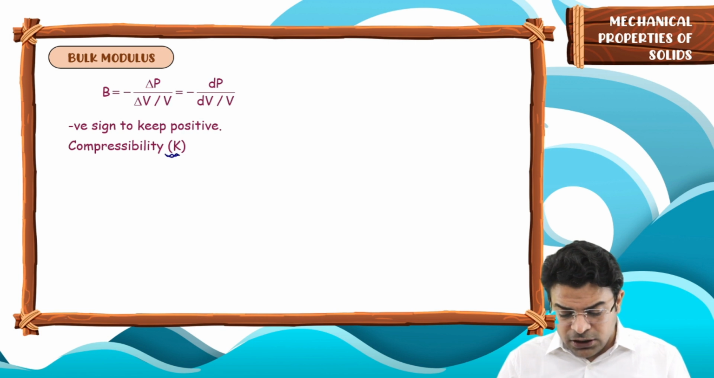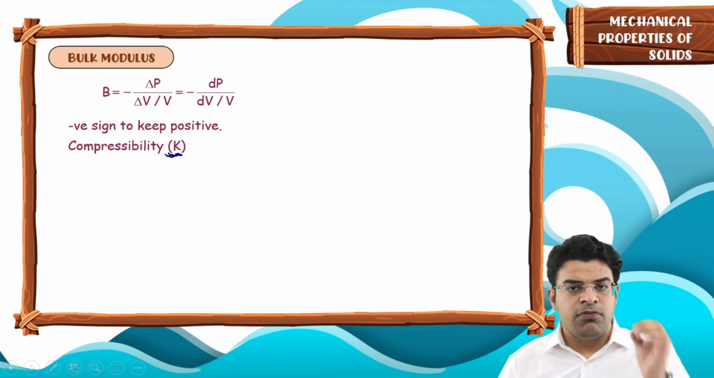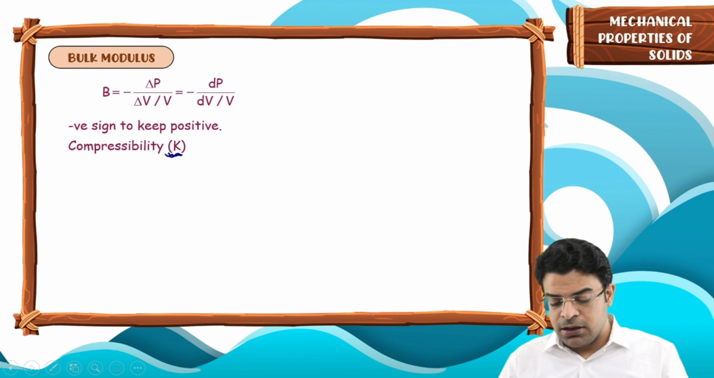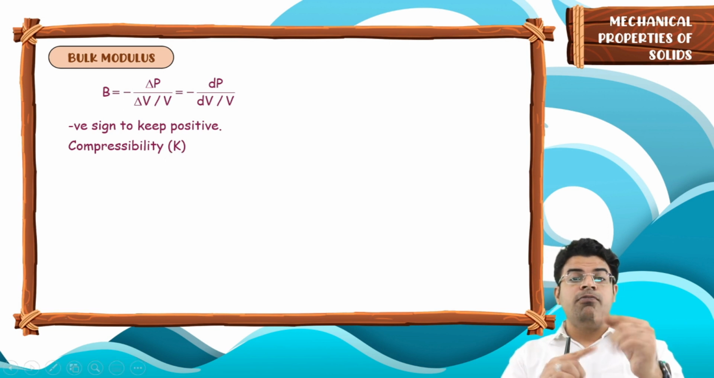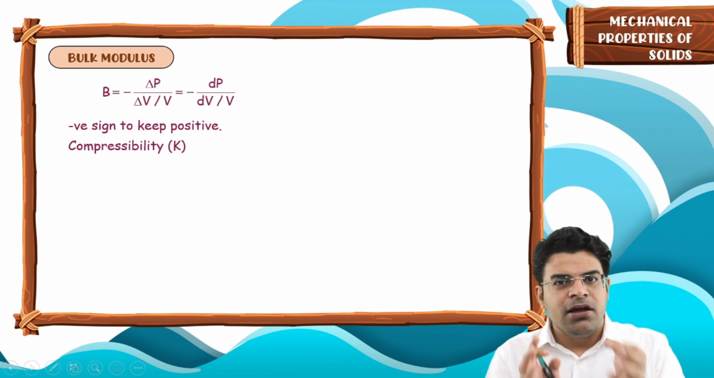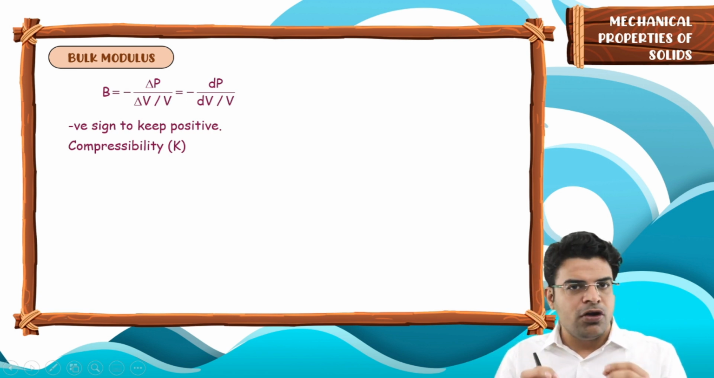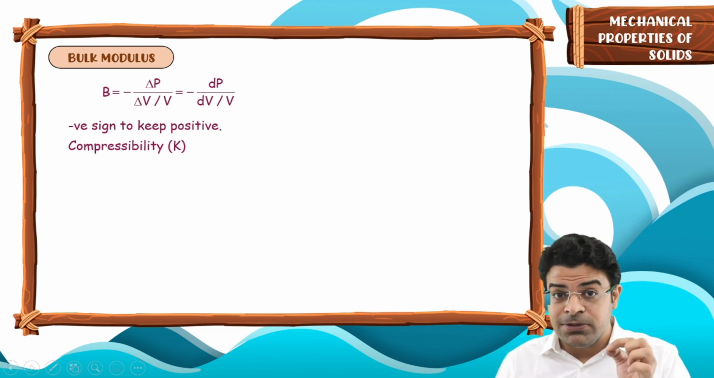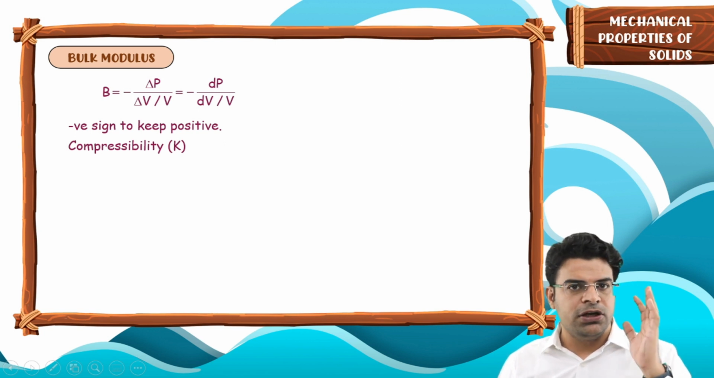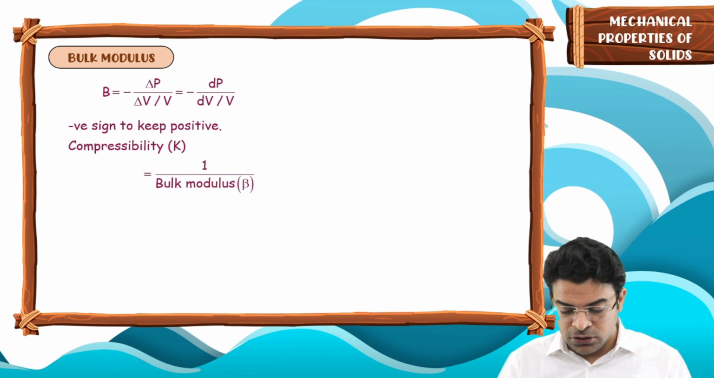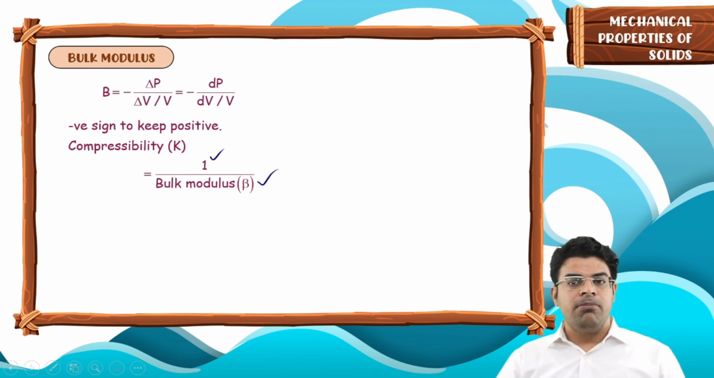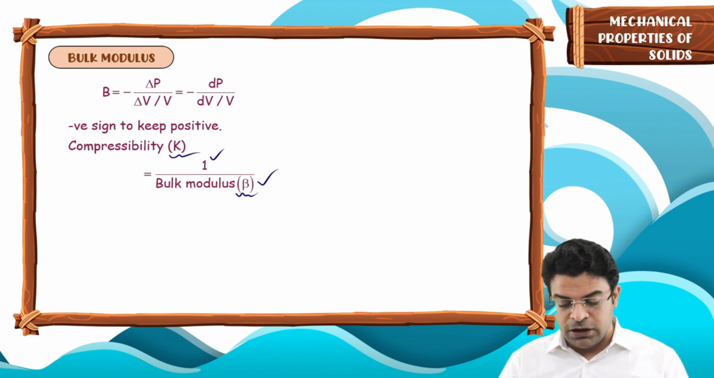Now, there is a quantity called compressibility. Sir, what is compressibility? Simply remember, compressibility denoted by K is the reciprocal of bulk modulus. Just like conductivity is the reciprocal of resistivity, compressibility is the reciprocal of bulk modulus. So what is compressibility? Nothing but the reciprocal of bulk modulus. So compressibility equals 1 by bulk modulus.